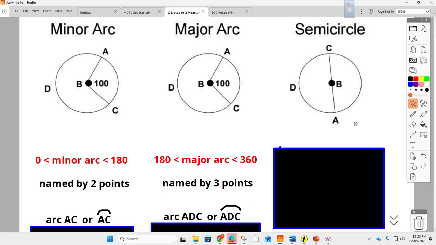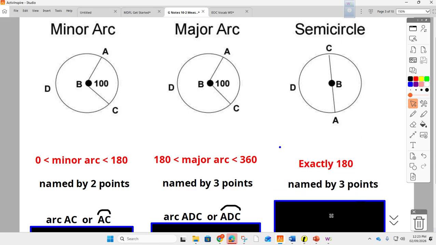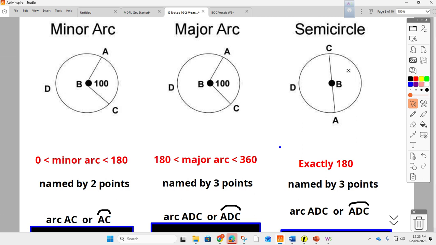And a semicircle. You're going to be tempted to call this angle CBA, but it's not angle CBA. It's angle ADC or angle CDA. Right? We name the arcs by points on the circle. Right? Does that make sense to everyone?